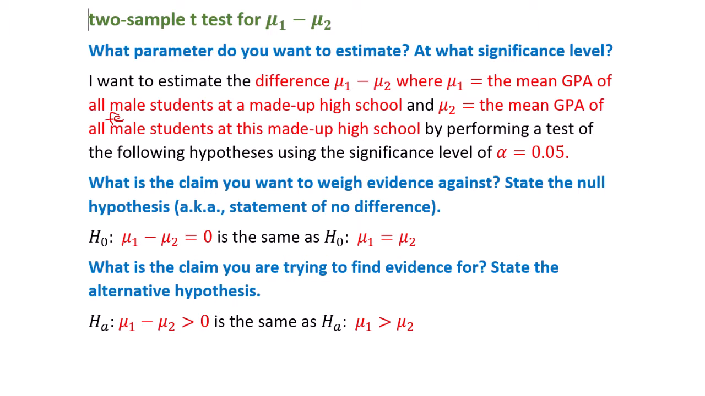What is the claim you are trying to find evidence for? State the alternative hypothesis. The alternative hypothesis is that the difference in the means is greater than 0. In other words, the mean GPA of all male students is greater than the mean GPA of all female students. Please note that this data is just made up.